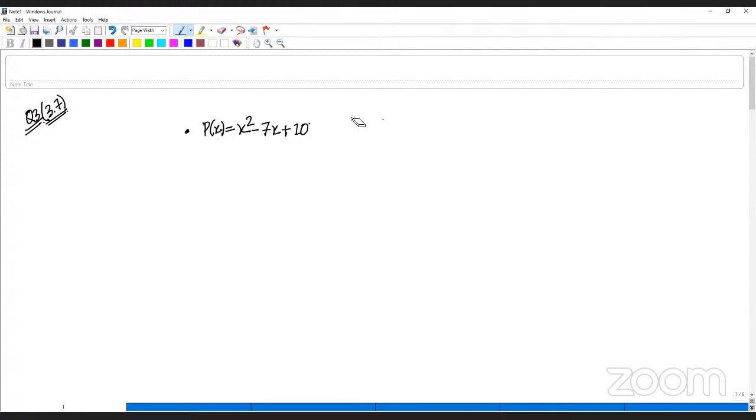Minus 7. Right? Yes. And the product of the roots is plus 10, right? No, I guess we have made a mistake. So it will be x square minus 5x minus 2x plus 10.